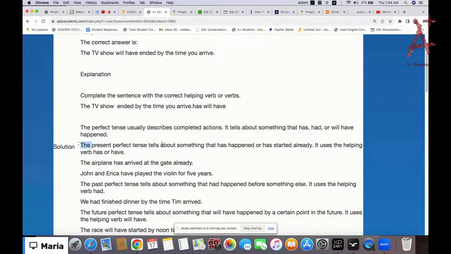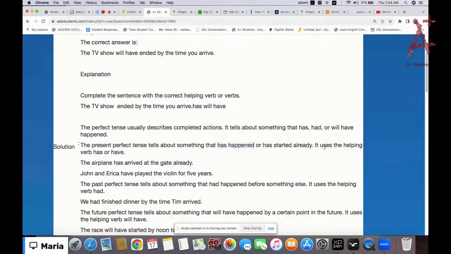Present perfect tense tells about something that has happened or has started already. So present perfect tense tells us about something that has happened. Okay, it's already happened and it's in the past, or has started already. So just now we started our lesson for grade 5 today. So you can say that it's present perfect tense because it has started already. So has started already and has happened. So has happened is when we finish the lesson. So we've had a lesson already. So when you're telling someone, you say it has happened already.